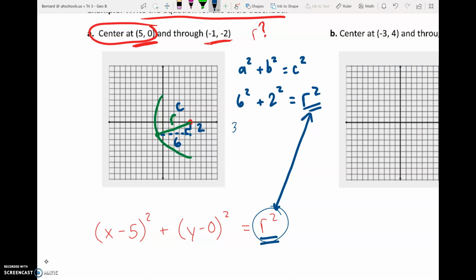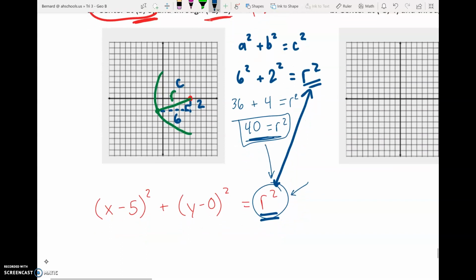So 6 squared is 36, 2 squared is 4, that's going to equal r squared. 36 plus 4 is 40, that equals r squared. Now again, if we wanted to know the radius, we could square root 40, no problem. But then, in order to write it back into our equation, we'd have to square it again because our equation needs r squared. So once we get r squared, we can just stop, right? That's what we want to write in the r squared part of this equation.